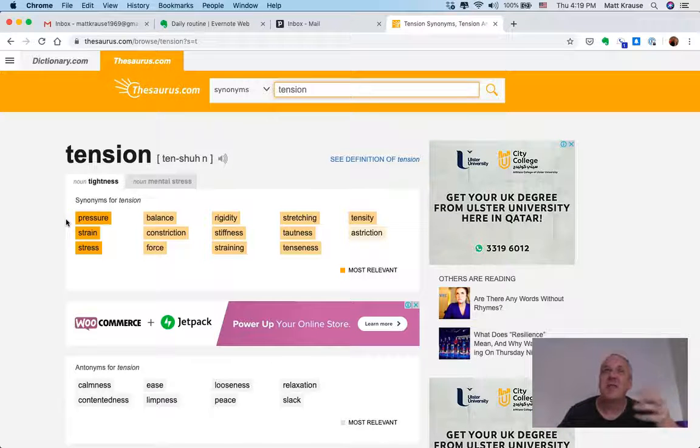You could say, for example, the fall in the Russian ruble put a lot of strain on our company's finances. If you use the word strain there, it makes people think that maybe your finances are about to break because of the fall of the Russian ruble.